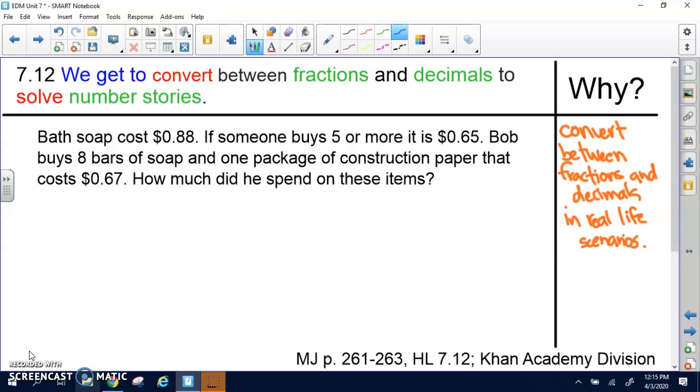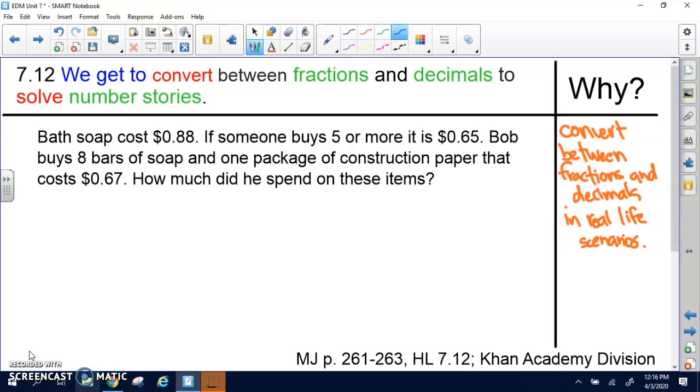Today you'll see in your materials section on the lesson that you have two different stock up sale posters. They have 9 different items with different prices listed. So today we just took some of those items off of the posters to create this number story problem. So bath soap costs 88 cents. If someone buys 5 or more, it is 65 cents. Bob buys 8 bars of soap and 1 package of construction paper that costs 67 cents. How much did he spend on these items?